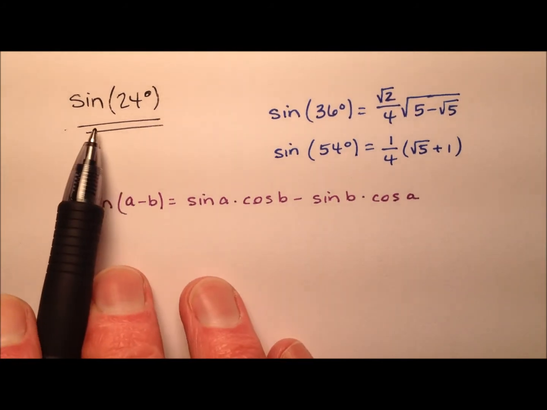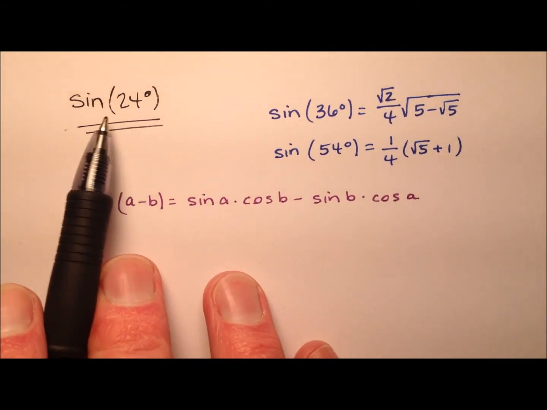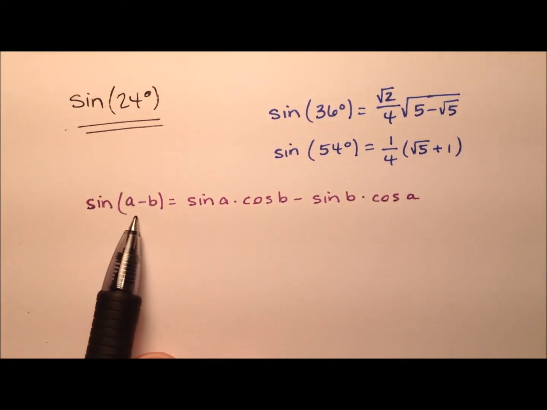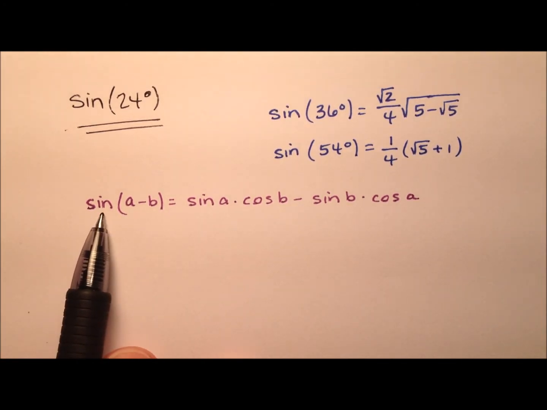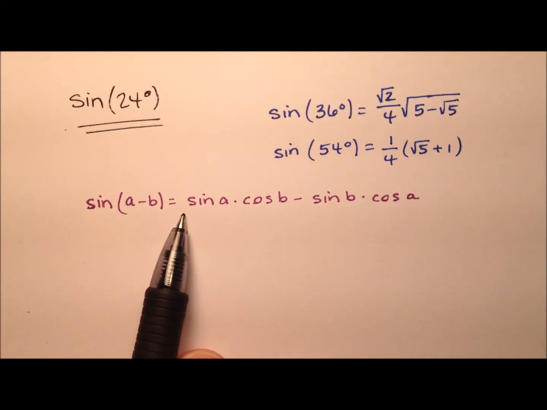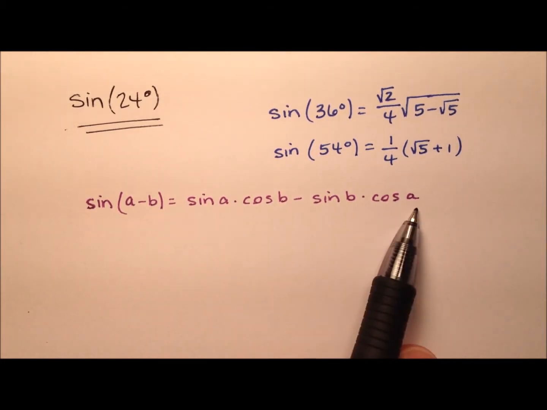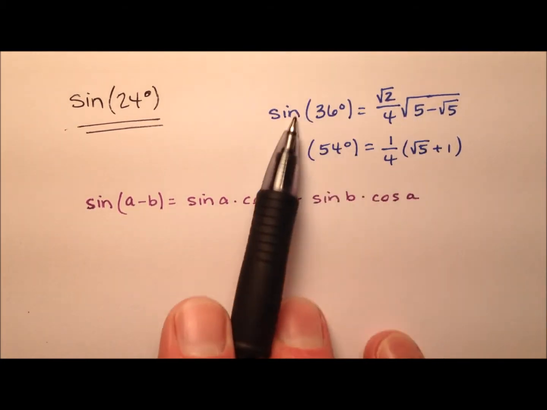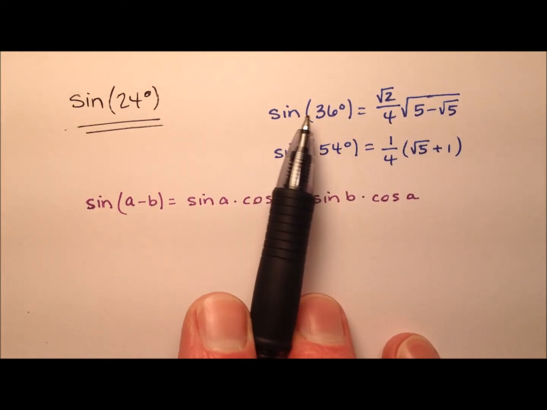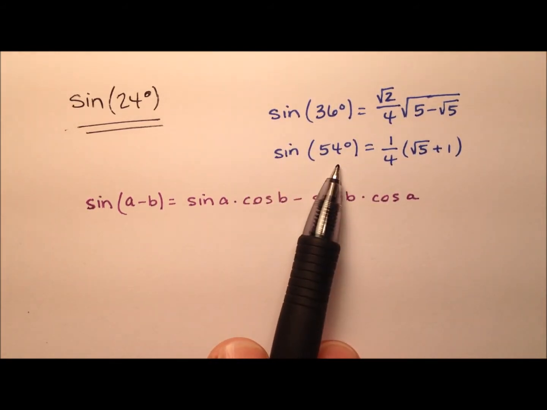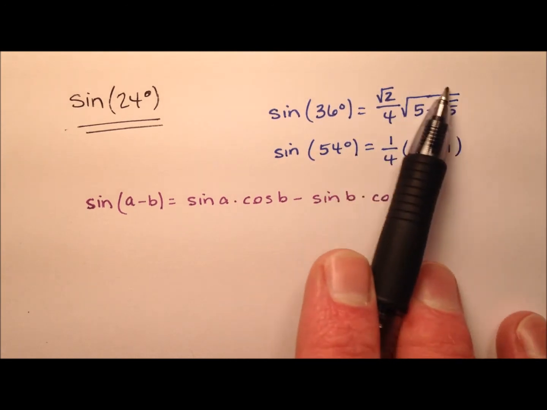In this video, I'm going to work out the exact value for the sine of 24 degrees, and we're going to do so using the difference formula here for sine. So we have the sine of a minus b, and it has this expansion. And this expansion will also include values here. So the sine of 36 degrees and the sine of 54 degrees. We're going to go ahead and use these.